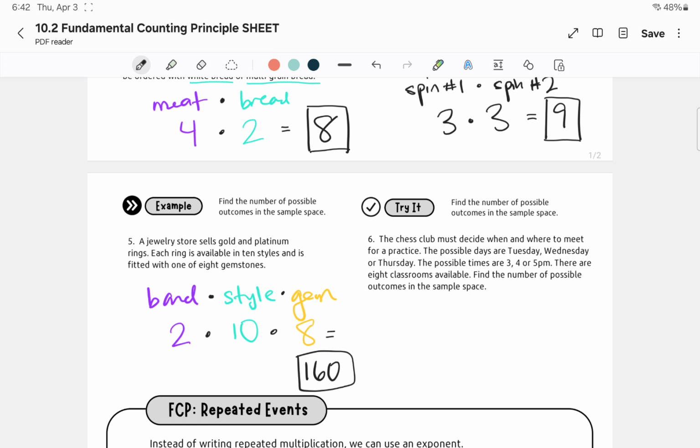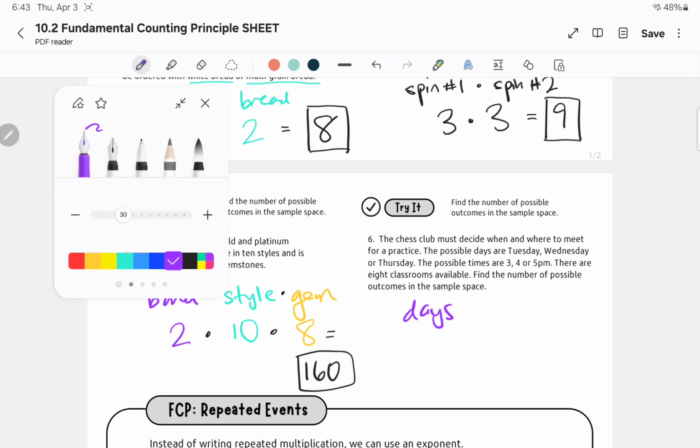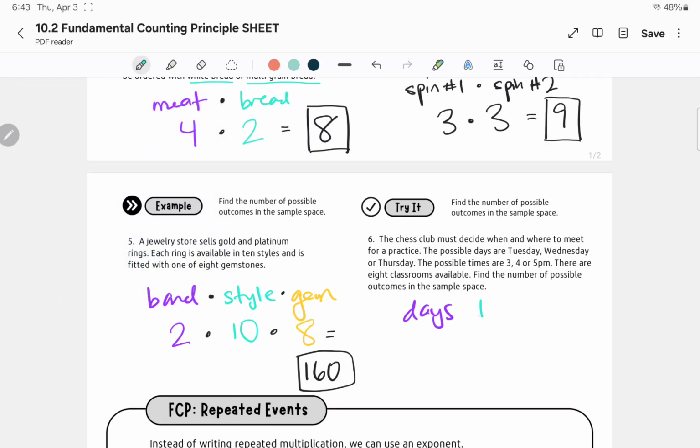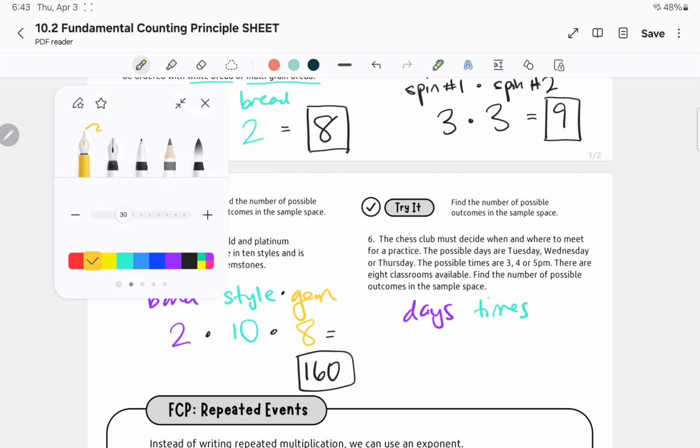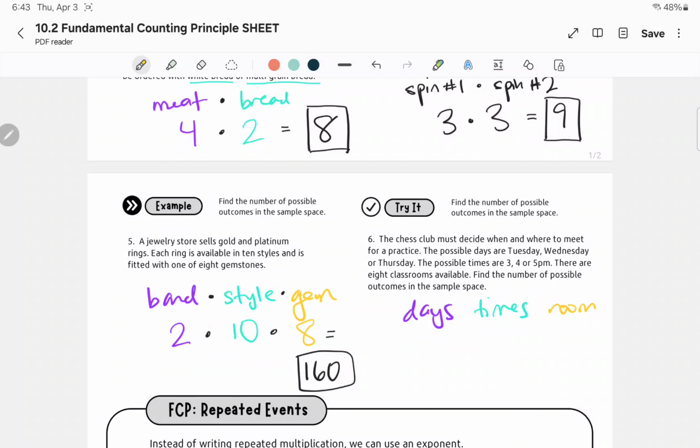All right, so we have the chess club must decide when and where to meet for a practice. The possible days are Tuesday, Wednesday, Thursday. The times are 3, 4, and 5 p.m., and there are 8 classrooms available, with a number of possible outcomes in the sample space. So our first event is the days that they can meet. Our second event is the times, and then the third event is the classroom, the room.